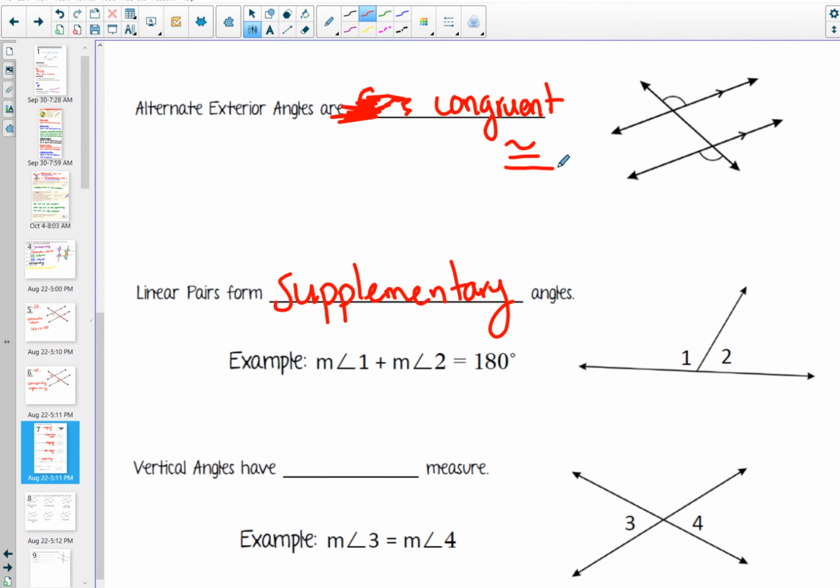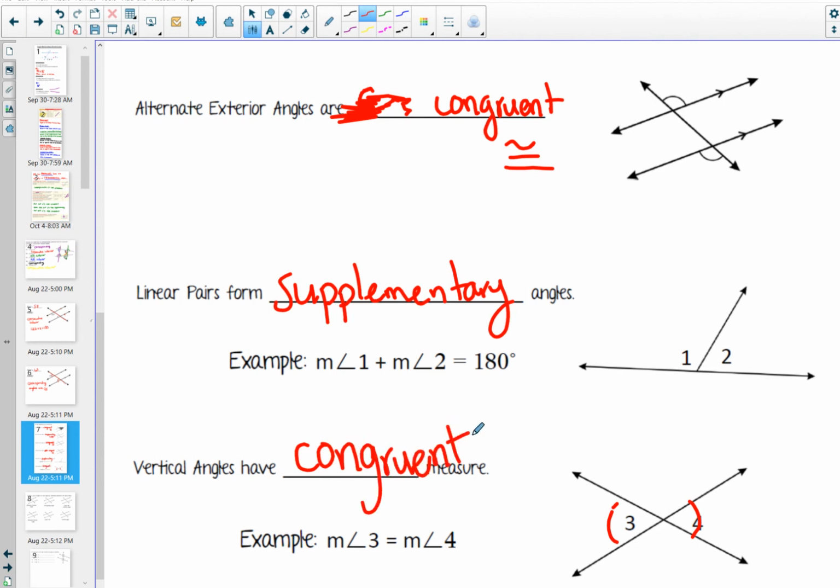Okay, vertical angles. We did those yesterday. So if we look at 3 and 4, remember they're going to share a vertex and they're going to be across from each other. They don't touch each other, meaning they're not next to each other. They are across from each other. Vertical angles. What do we know about their measure? They're congruent.